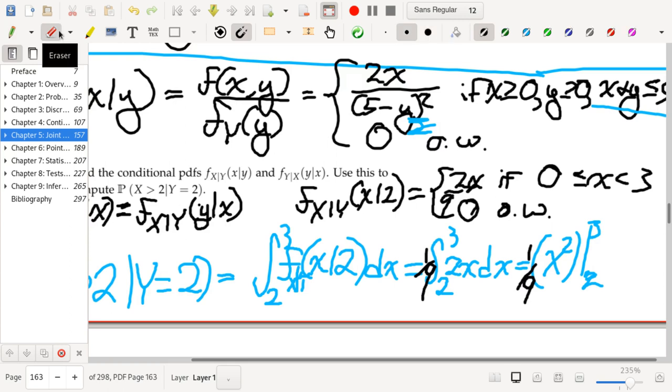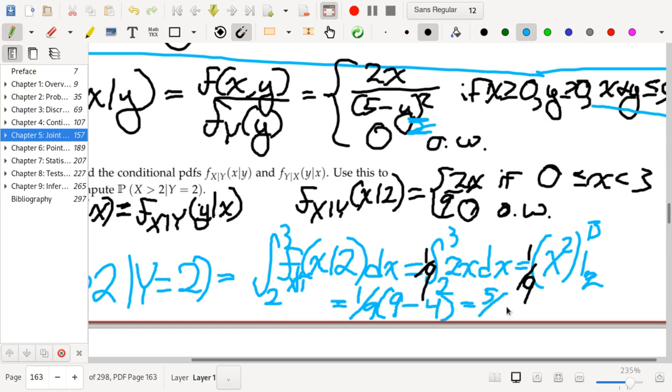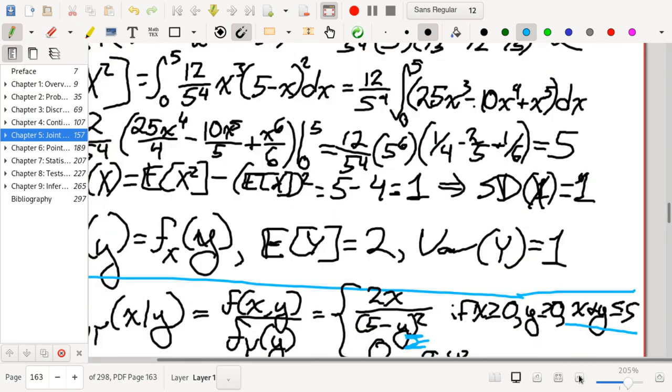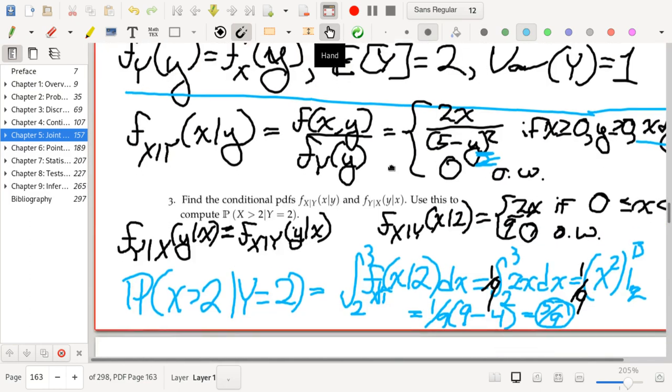Which will be equal to 1/9 times 9 minus 4, which is equal to 5/9. All right, so that's going to be the probability. Long calculations.